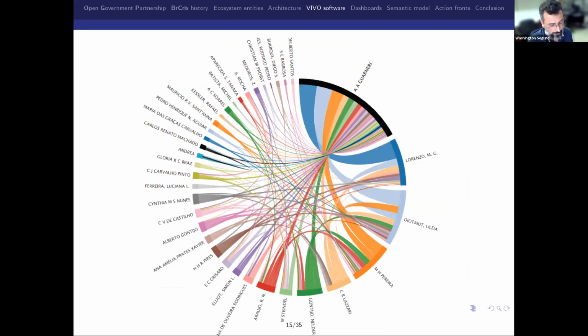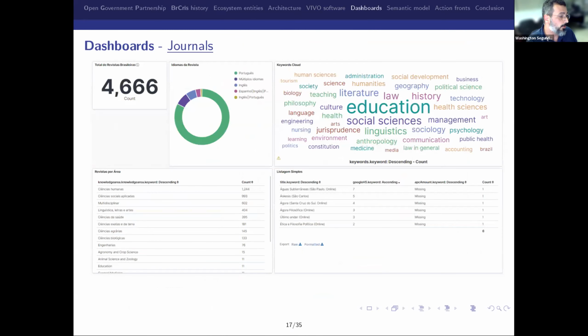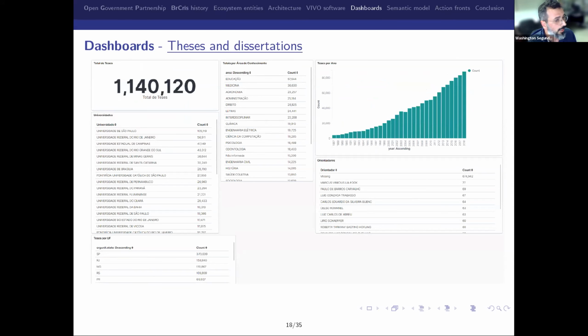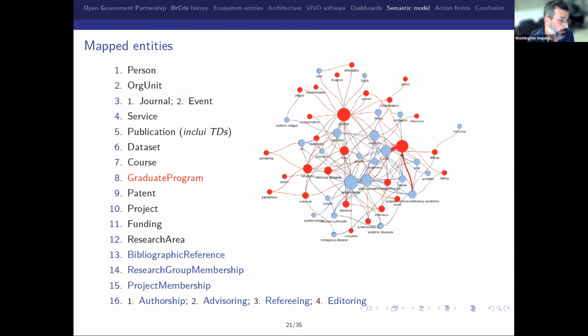Here is just some analysis, some network analysis about the collaboration network. Also, VIVO provides these kinds of visualizations without any modification of the software. It is a default of the software. And we're also building dashboards using the Kibana software over the Elasticsearch search engine. This is automatically exported by the La Referência platform, as we are aggregating all those sources that I have shown. We also have dashboards for theses and dissertations, for scientific publications, and we are building some dashboards for collaboration networks.